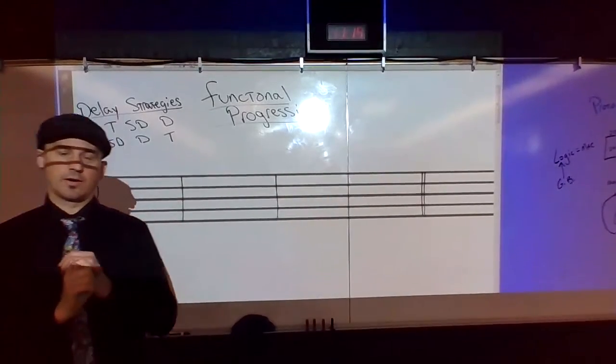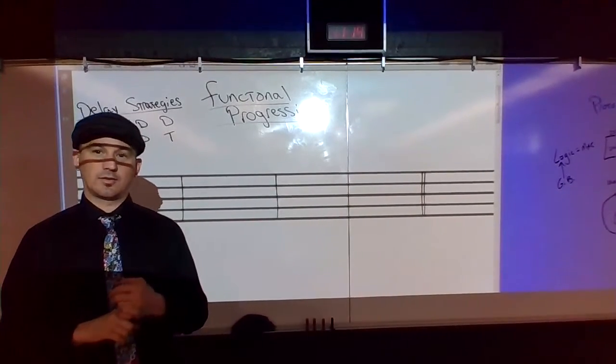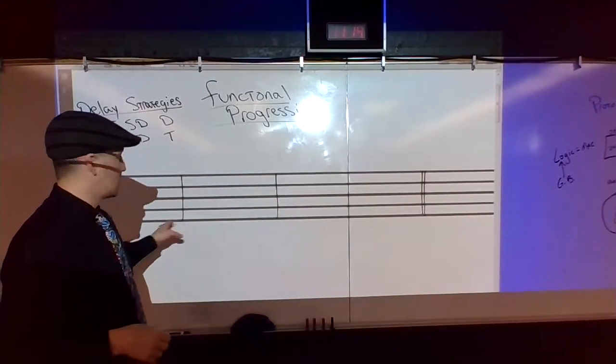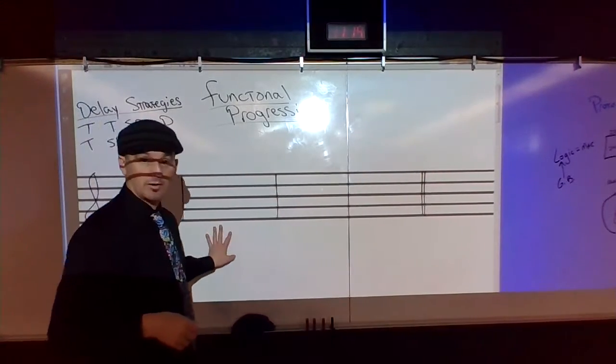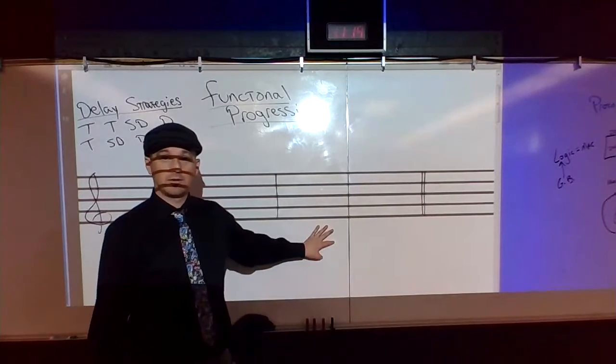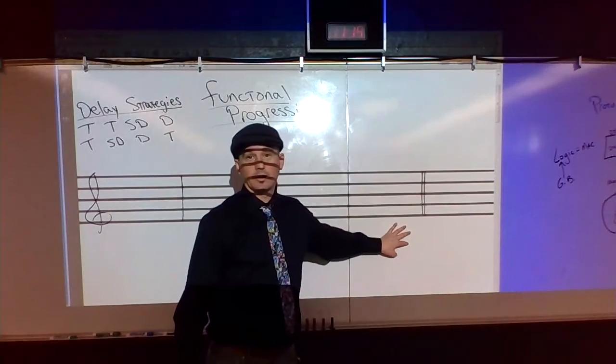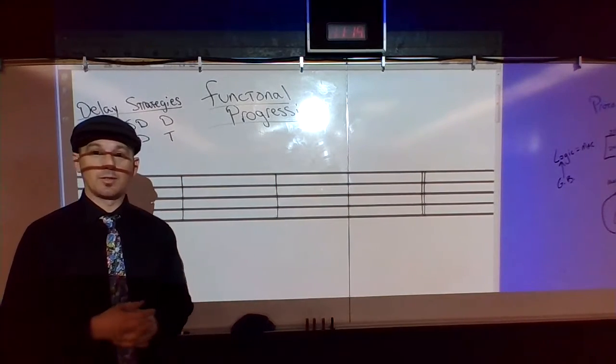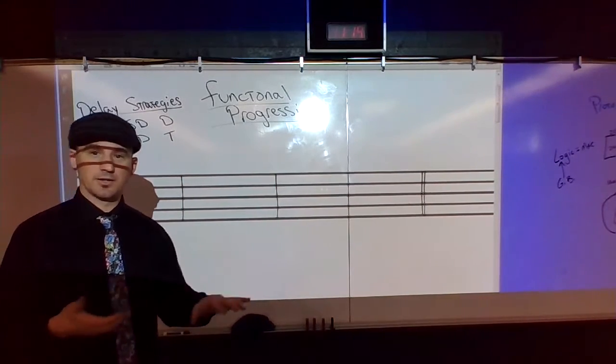Okay, we did our standard functional progression, where we had a 4-bar progression, 1 chord per bar: tonic in the first bar, subdominant function in the second bar, dominant function in the third bar, and then returning to tonic, or returning home, at the end. Now, I just want to talk about some other common arrangements of function.